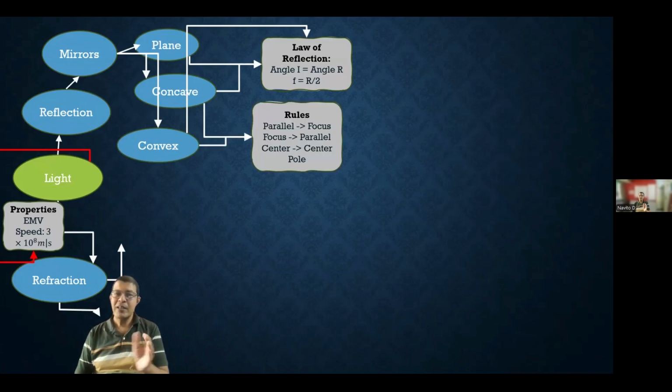Then we have seen the rules. If it is parallel, then it goes to focus. If it goes through focus, it will go parallel. If it goes through center, it will go straight backwards along the center only. And pole means it will reflect back against the pole.